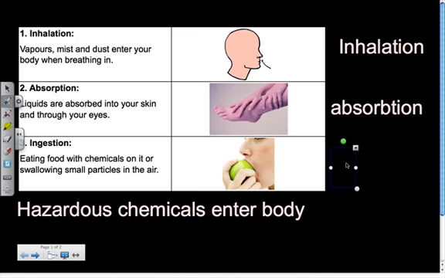And the last way that chemicals might enter your body is through ingestion. That can be as straightforward as sticking your finger in your mouth with a dangerous chemical on it, eating food with the particles on it, or smoking cigarettes. So you just need to be aware when you're in the workplace.